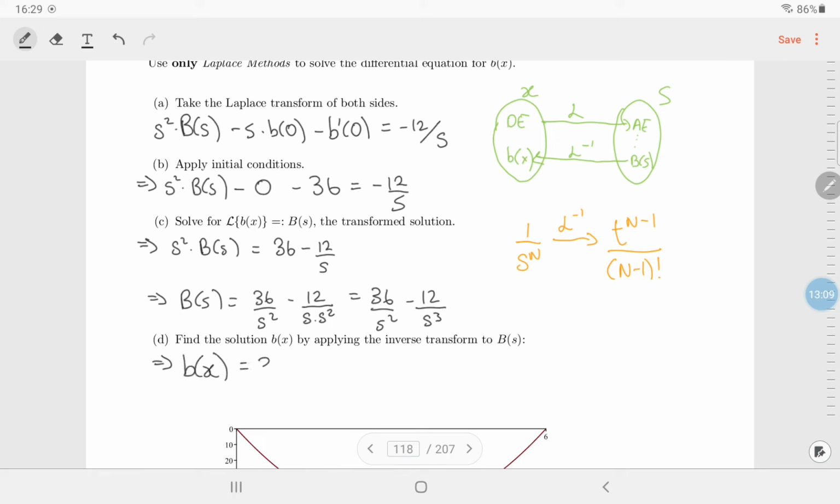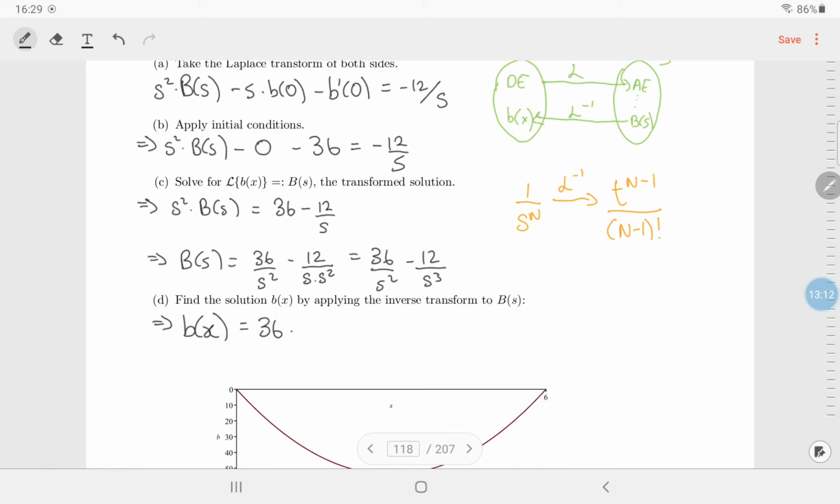I'm going to fix the 36. And what about 1 over s squared? We're going to use the orange formula. So 1 over s squared goes to t to the power of 2 minus 1 over 2 minus 1 factorial. Minus 12. And what does 1 over s cubed go back to? T to the power of 3 minus 1 over 3 minus 1 factorial. So the 2 minus 1 in the first term is just 1. T to the 1 is just t. So you get 36t, and 1 factorial is just 1.